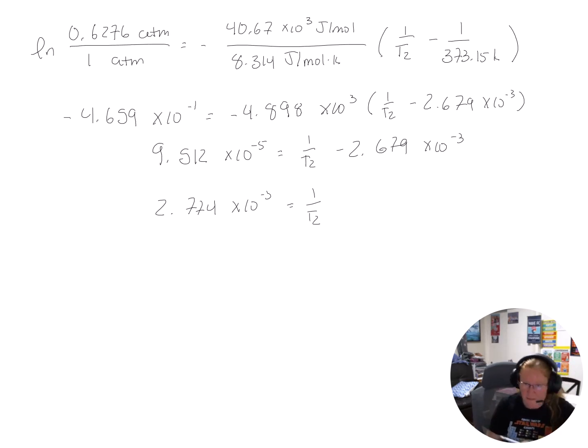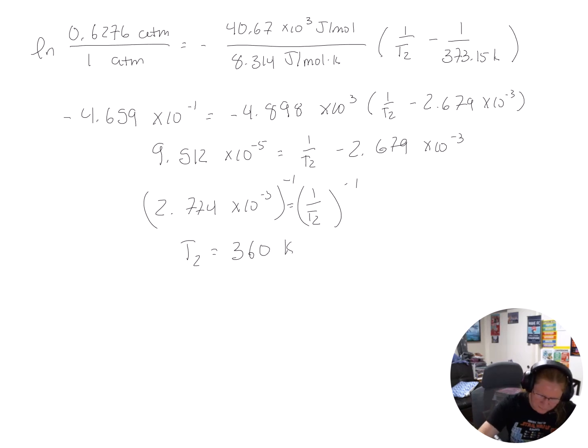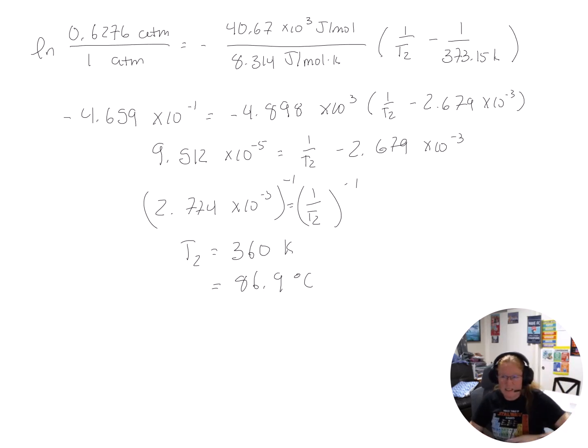If you forgot your algebra, what do we do from here? Well, if I have 1 over T2, I raise both sides to the negative 1. We take this and raise it to the negative first, and take this and raise it to the negative first, and that's how we get rid of the 1 over T2. So T2 is going to equal 360 Kelvin, which is 86.9 degrees Celsius.